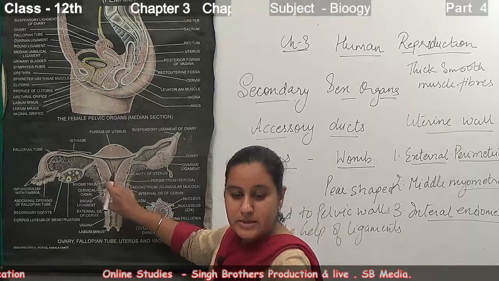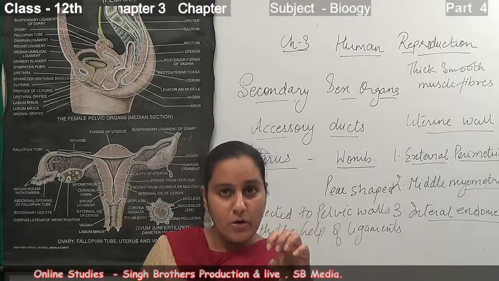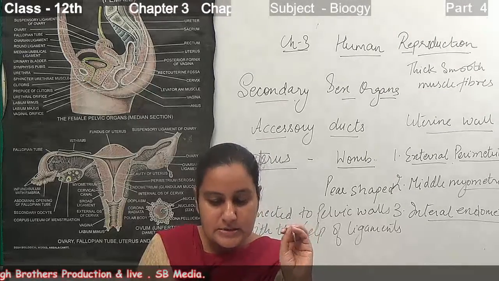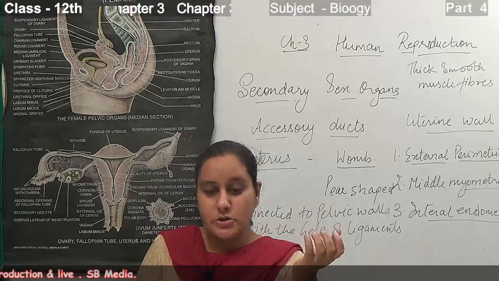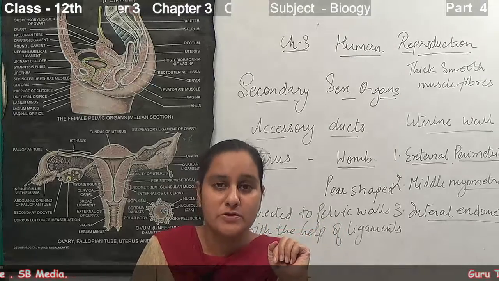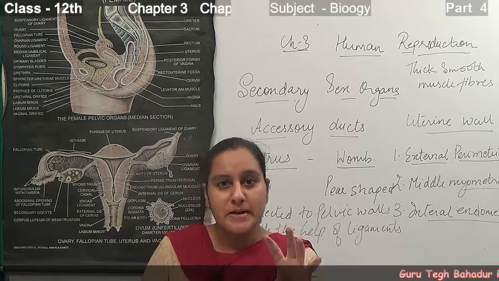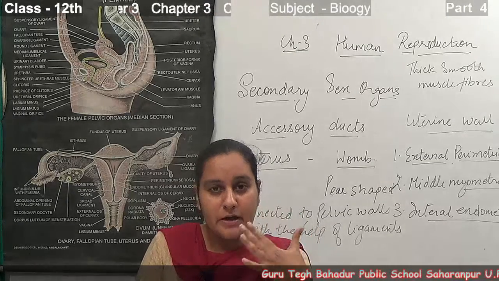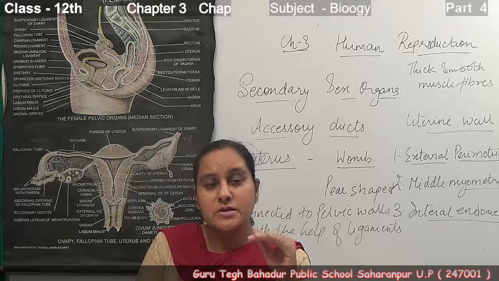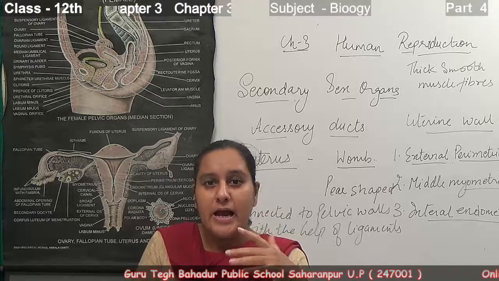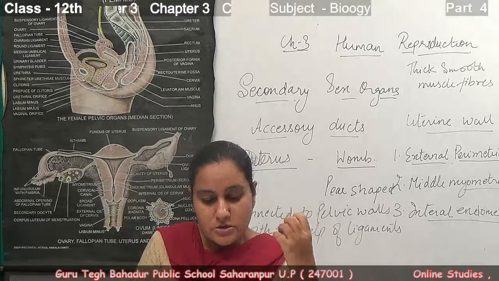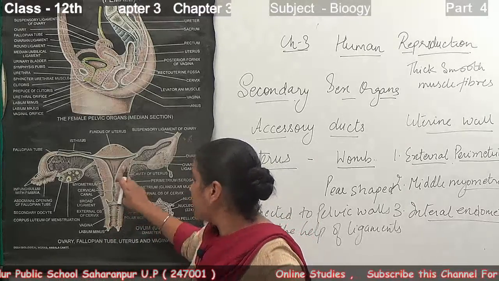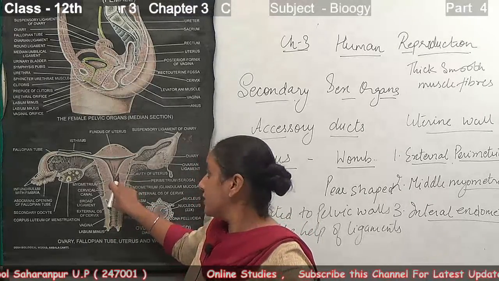This is the internal layer of the uterine wall, and this layer undergoes changes during the menstrual cycle. When there is a menstrual cycle in the female body, this endometrium layer undergoes many changes. It becomes thick, it becomes thin at the time of the menstrual cycle. So there are a lot of changes in this layer of the uterine wall.